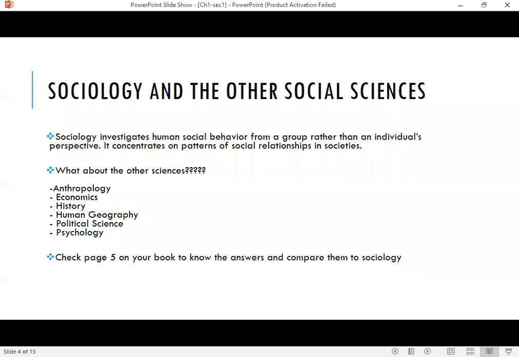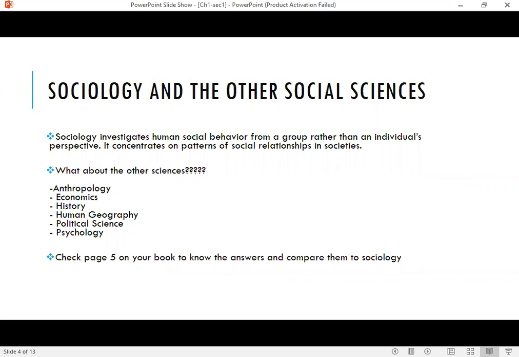In the first column, you will find the description or definition: the definition of anthropology, economics, history, human geography, political science, and psychology. In the third, last column, you will find the comparison of each science with sociology. In the third box, we're comparing anthropology to sociology, then economics to sociology, then history to sociology.